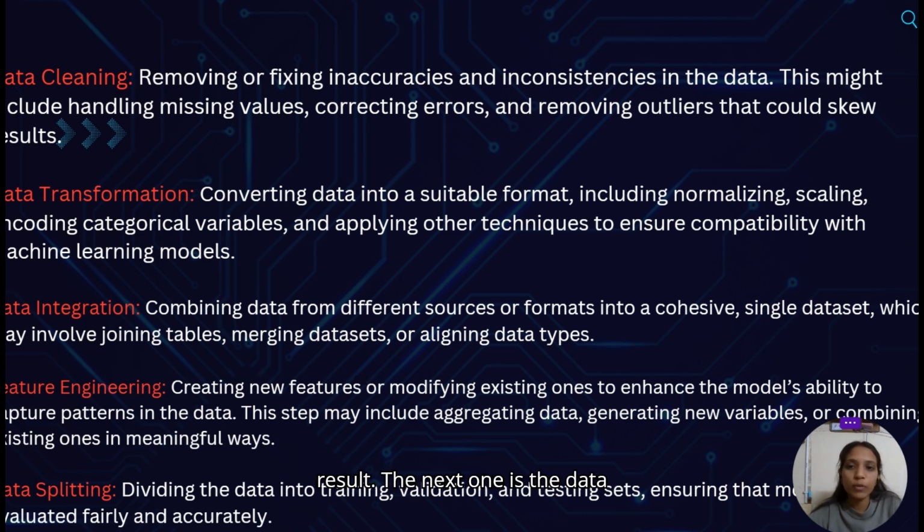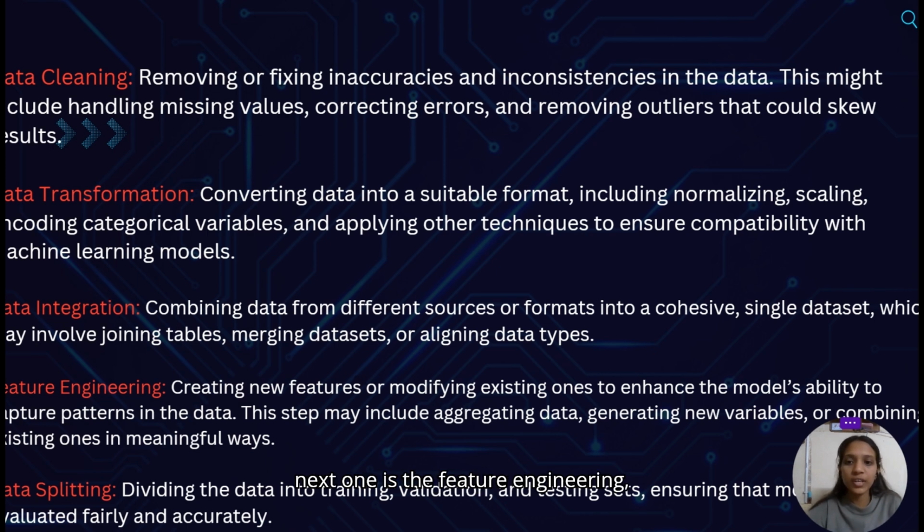The next one is data transformation: converting data into a suitable format, including normalization, scaling, encoding categorical variables, and applying other techniques to ensure compatibility with machine learning models. Data integration: combining data from different sources or formats into a cohesive single dataset, which may involve joining tables, merging datasets, or aligning data types.